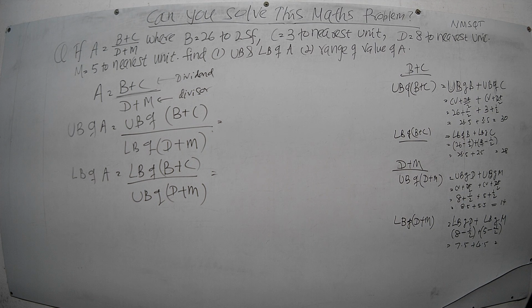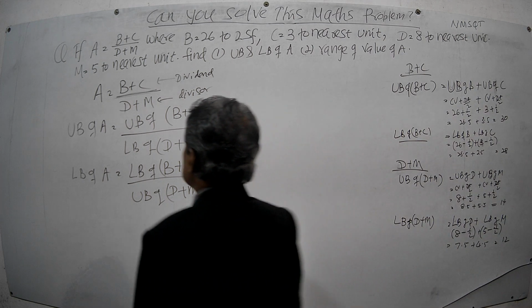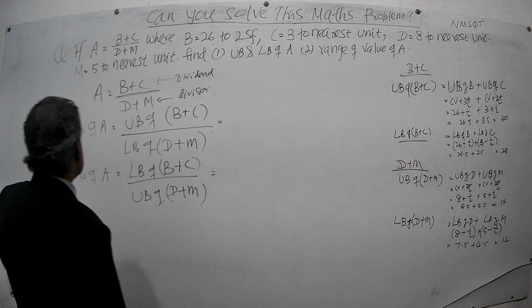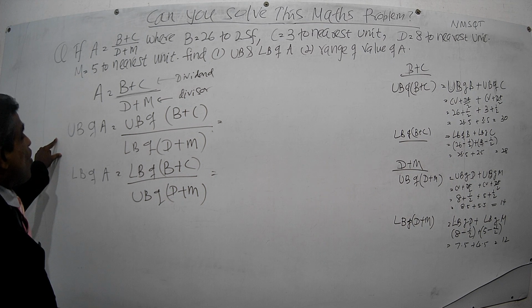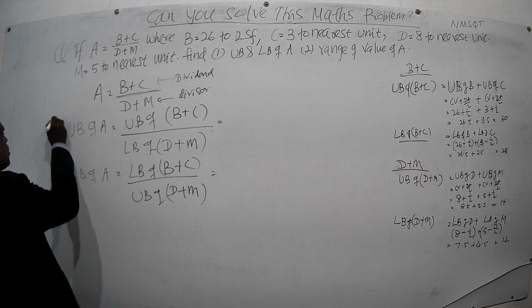7.5 plus 4.5 is 12, no? 7, 4, 11, 12. So yes, 12. Okay, 12. Now we have found the necessary information to be substituted into these formulae to find the upper bound and lower bound of A. This is the answer for the first part.